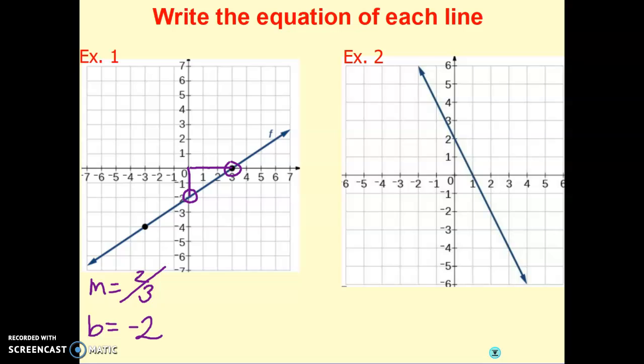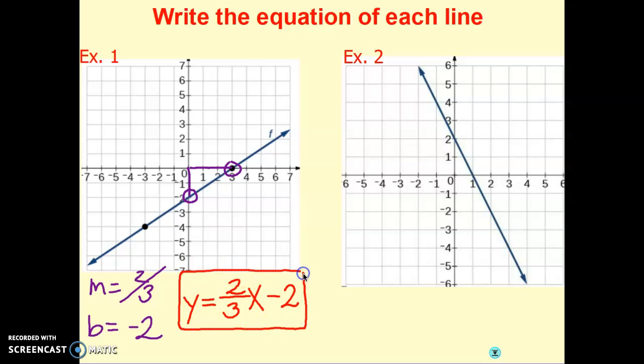So I can now write the equation of this line in slope-intercept form. It would be y equals m, which is 2/3, x plus b, but in this case b was negative, so I'm going to put -2. Let's look at the second one. I would start by doing the same thing: find m and b. I always thought of b as begin, so I will begin on the y-axis at +2.